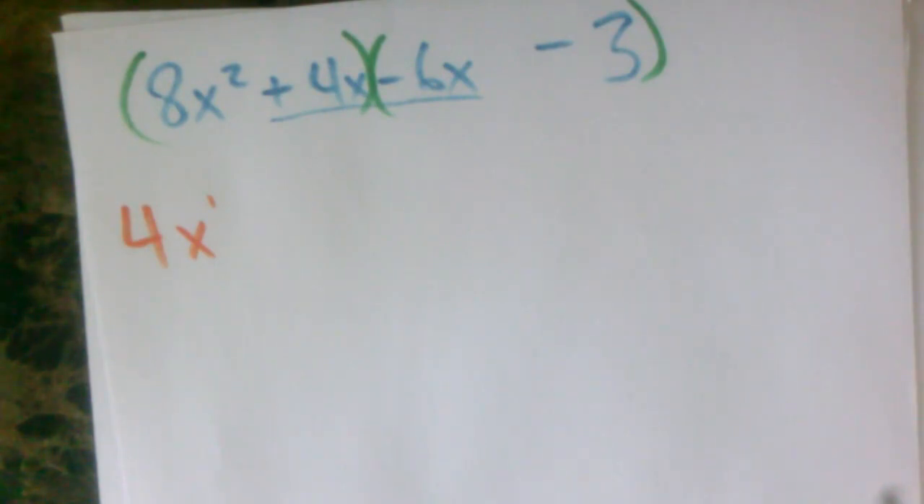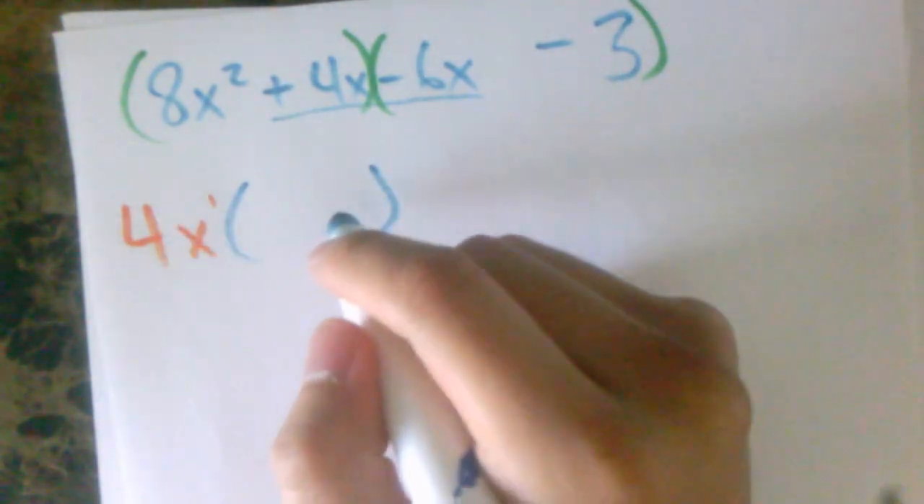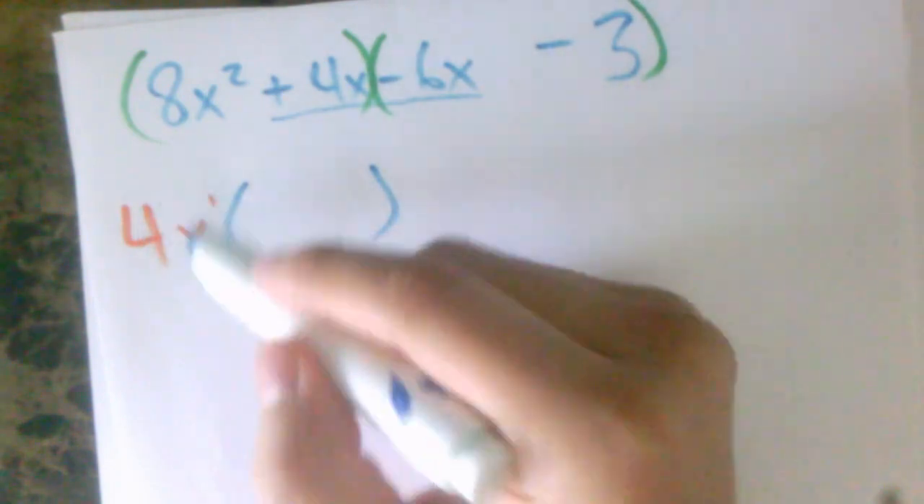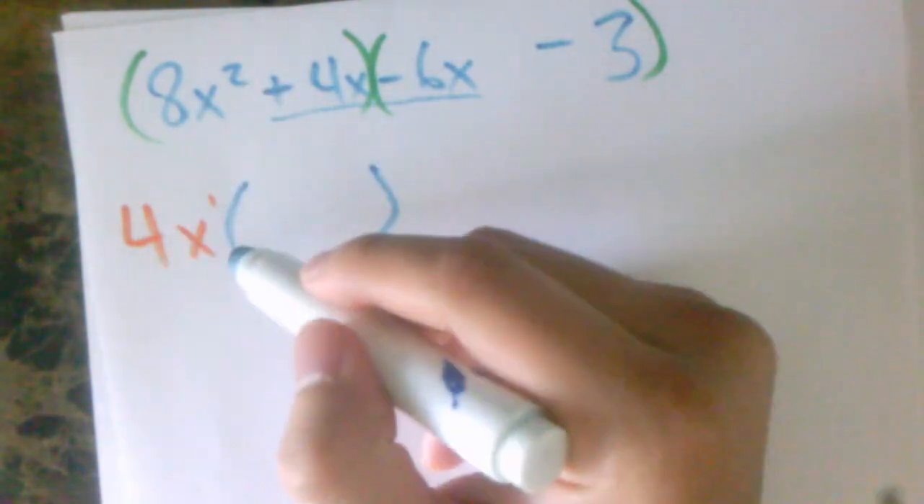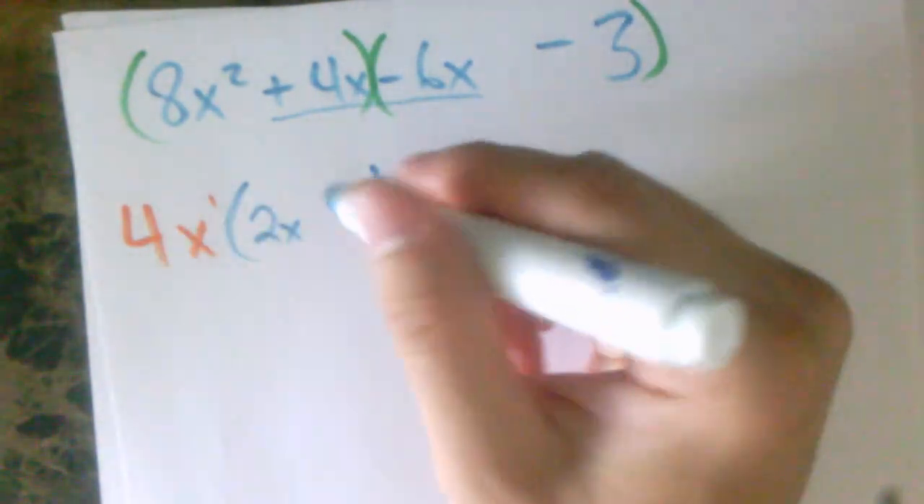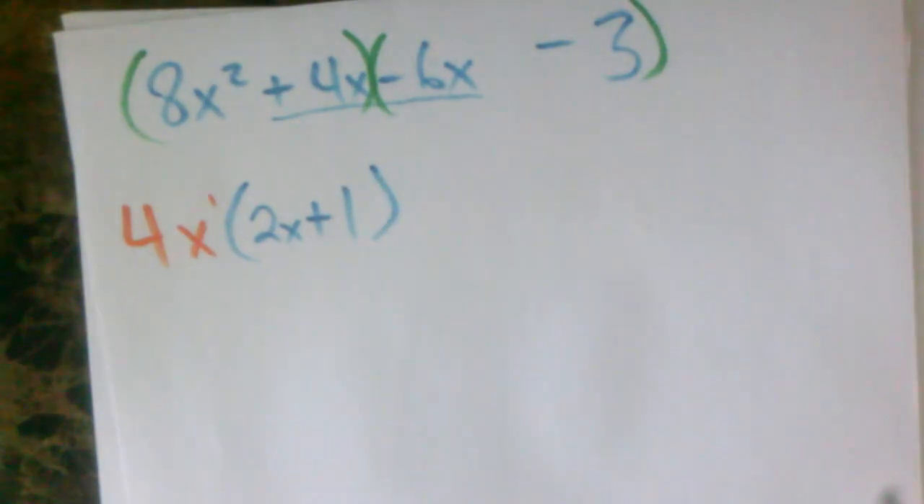Since we've dealt with all the numbers and letters, let's go ahead and find out what goes back in our parentheses. To find out what goes back in your parentheses, you just have to take each of these terms and divide by your common factor. So 8x squared divided by 4x is 2x, and then 4x divided by 4x, the same thing divided by itself, is just 1. You're going to do the same thing for the second parentheses.